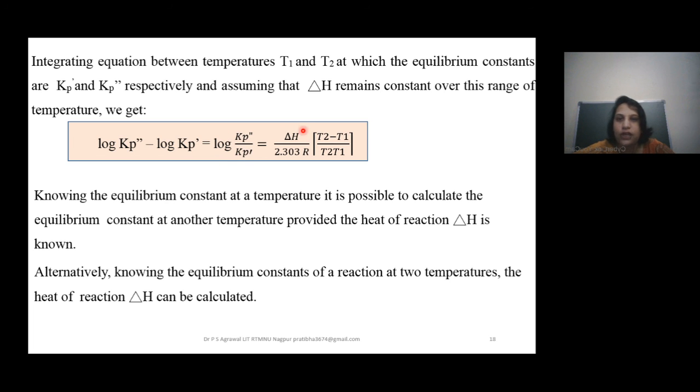So what is the significance or use of this equation? We have 5 quantities: Kp at one temperature, Kp at another temperature, delta H, and the two temperatures. 5 quantities. If any 4 are known, we can predict the remaining property.